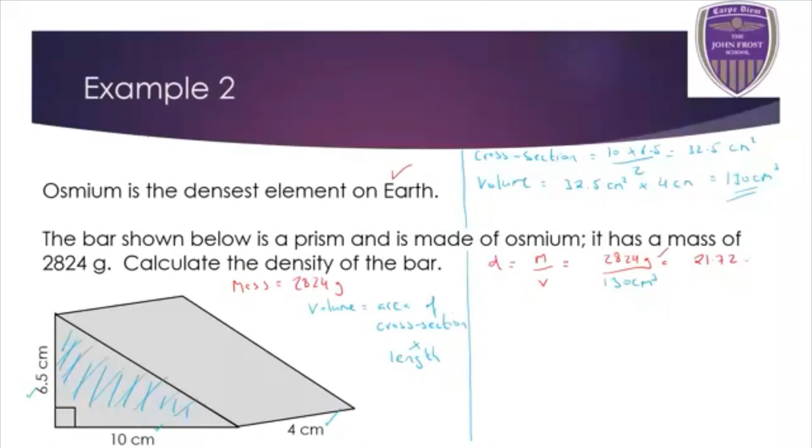Again, it's going to be grams per centimeter cubed, to 2 dp. Just checking one thing. Yeah, it's heavy. It's got more density than the gold. So that's the answer there, okay? 21.72 grams per cm cubed. So those are the examples done. Density is mass over volume.